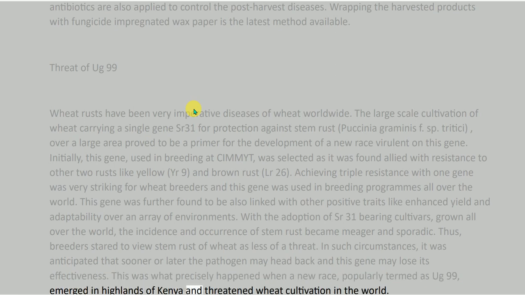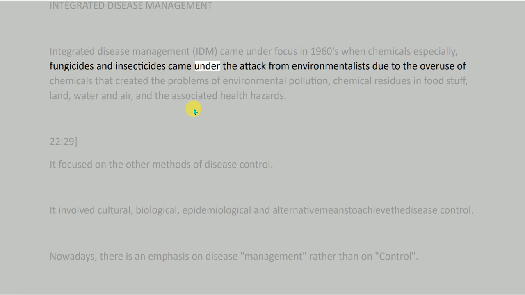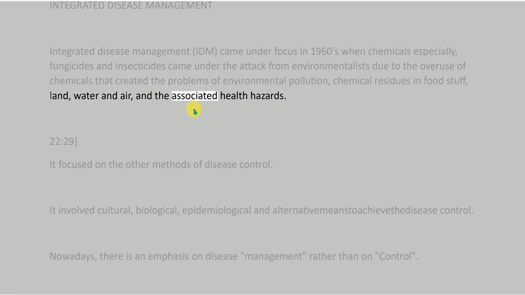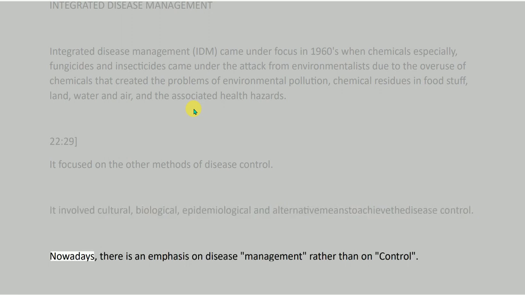Integrated disease management. Integrated disease management, IDM, came under focus in the 1960s when chemicals, especially fungicides and insecticides, came under attack from environmentalists due to the overuse of chemicals that created problems of environmental pollution, chemical residues in foodstuff, land, water and air, and the associated health hazards. 20.29. It focused on other methods of disease control. It involved cultural, biological, epidemiological and alternative means to achieve disease control. Nowadays, there is an emphasis on disease management rather than on control.